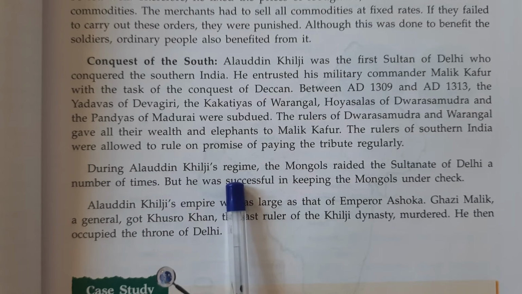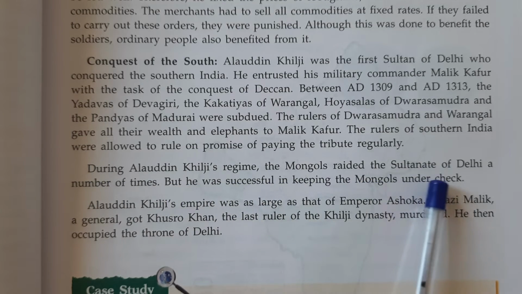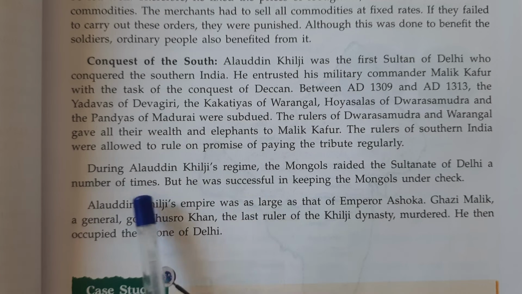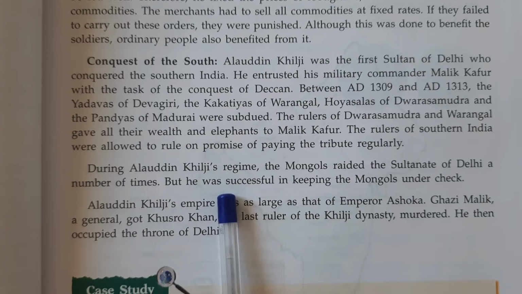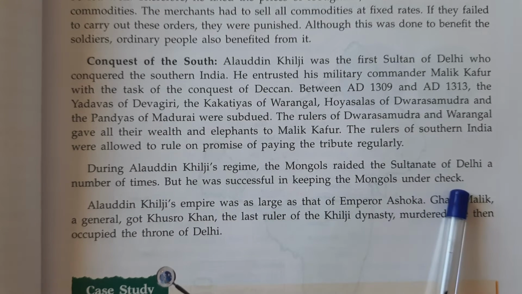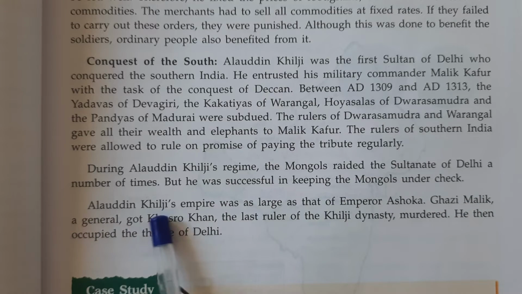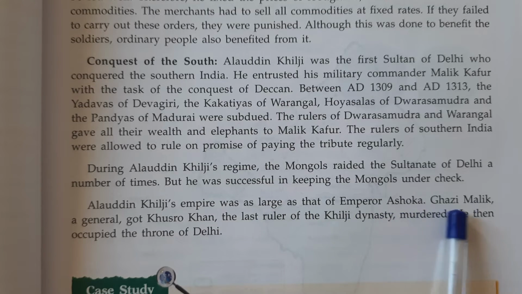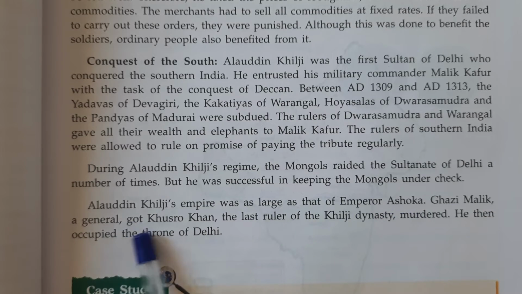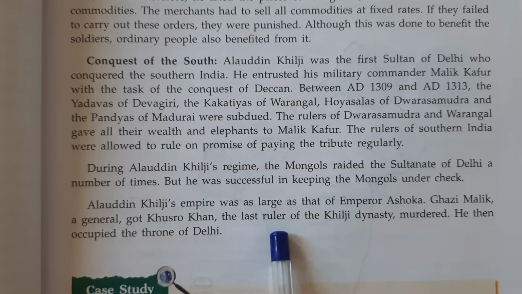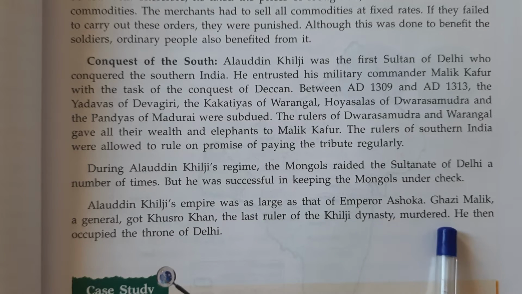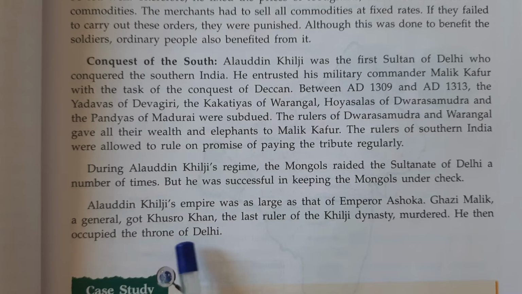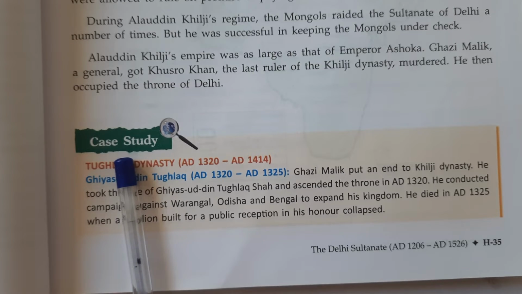During Alauddin Khilji's regime, the Mongols raided the Sultanate of Delhi a number of times, but he was successful in keeping the Mongols under check. Alauddin Khilji's empire was as large as that of Emperor Ashoka. Ghazi Malik, a general, got Khusro Khan, the last ruler of the Khilji dynasty, murdered. He then occupied the throne of Delhi.